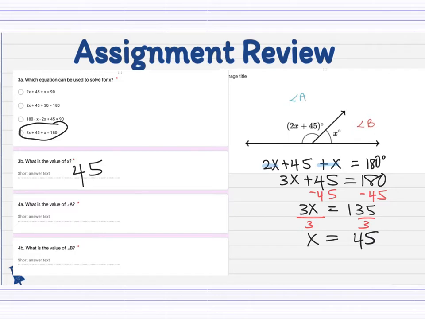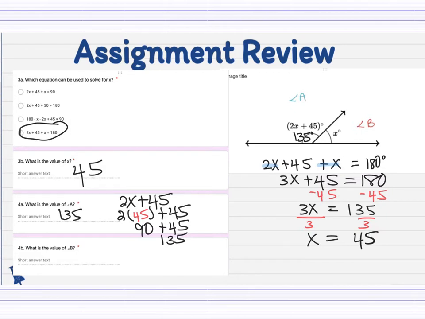Okay, next we need to find angle A. So angle A says it is 2x plus 45. So that means that I'm going to replace the x with 45 because we got that x is equal to 45. So that would leave me with 2 times 45 plus 45. 2 times 45 is 90, plus 45 is going to give us 135. So angle A here is 135 degrees.